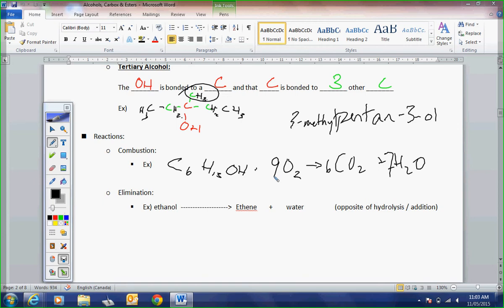What's the matter? What do you get? Why is it pentan? Why is this pentanol? Yeah. Because the longest chain will go this way. 1, 2, 3, 4, 5. I've got a branch off of it. 1, 2, 3, 4, 5.